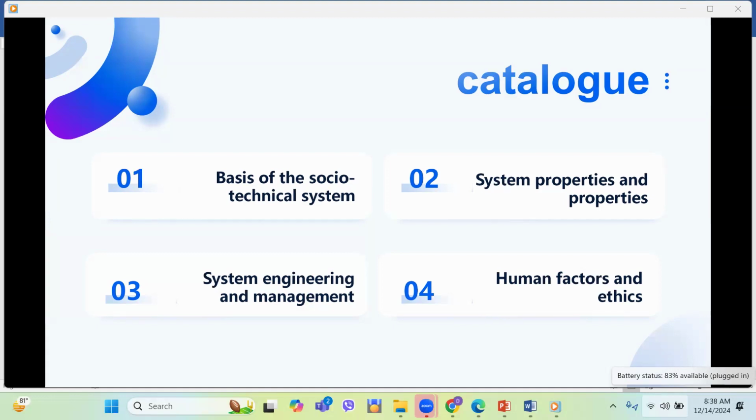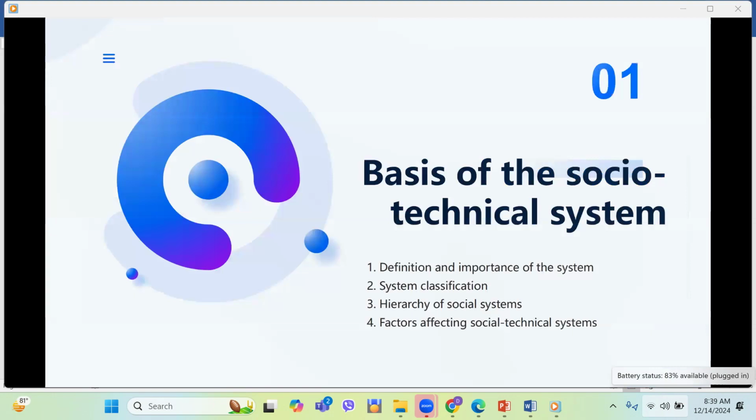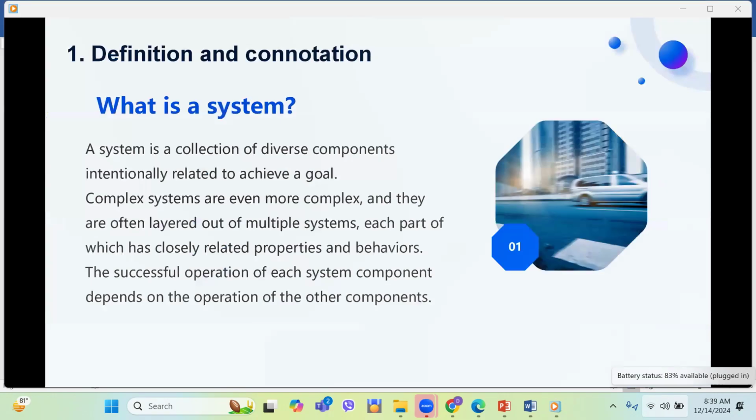The third part is system engineering and management. In this part, we will learn about 1. system engineering. This includes system procurement, system development, and system operation, and 2. problems in system engineering, which includes human error and the evolution of legacy systems. And in the last section, we will discuss human factors and ethics in the design of social systems. Now let's get started. The first part of today is the basis of the socio-technical system, definition and connotation.